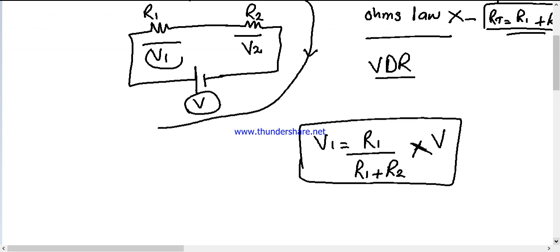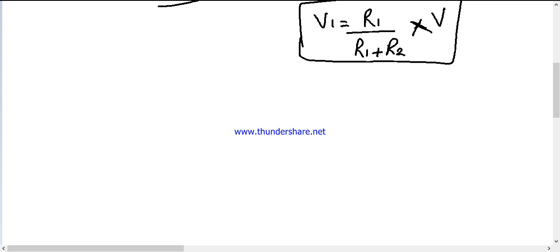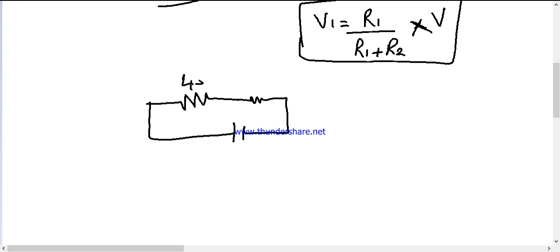Let's take an example of it. The example consists of two resistors, R1 and R2, and a battery power supply. R1 will be, let's take it, 4 ohms, and this will be 6 ohms, and the power supply is 15 volts. So we have to calculate the voltage across the 4 ohm resistor.